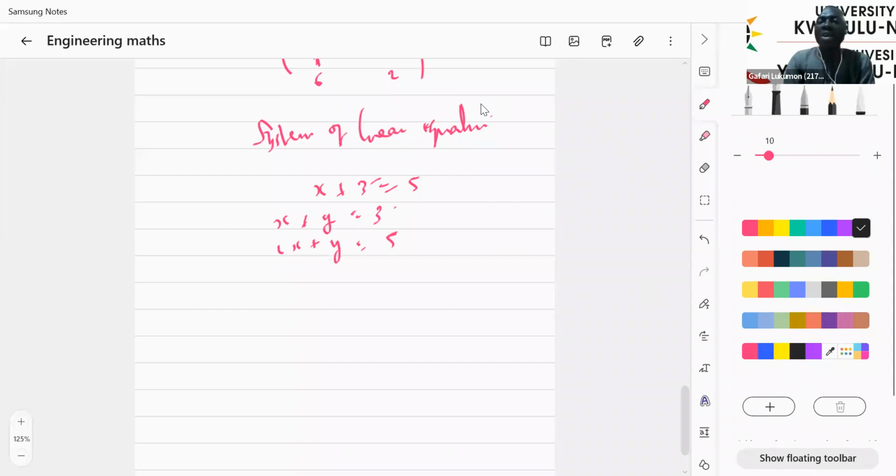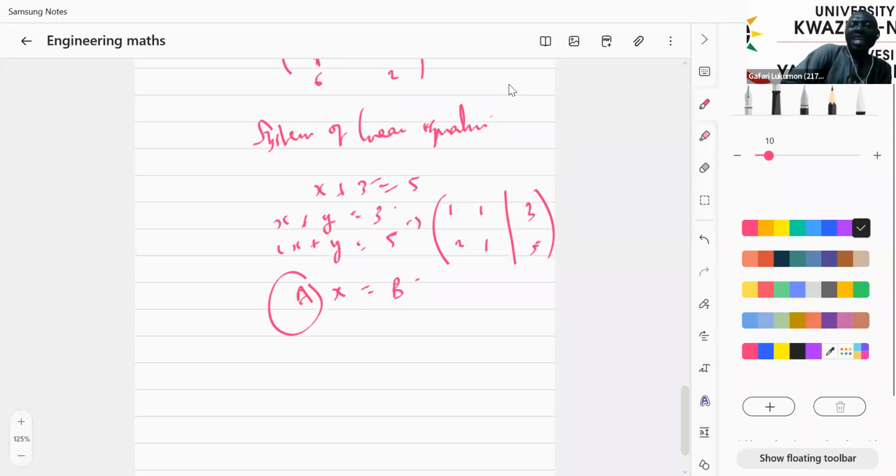So indeed, you can make sense of this. Or you can rewrite this in the sense of a matrix. Just write the coefficient of each of the variables. This is going to give me 1, 1, 2, 1. You understand now? 3, 5. So what you've done here is known as an augmented matrix. That is when you can write your system of linear equations in the form of A is equal to B. You understand now? Where your A represents the coefficients of the unknowns.